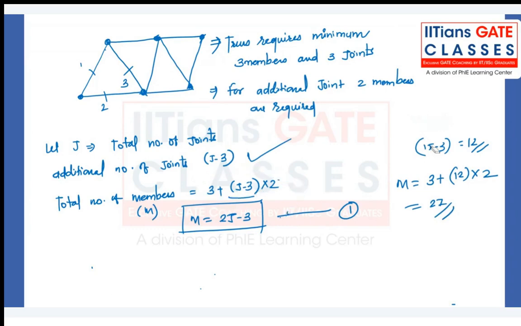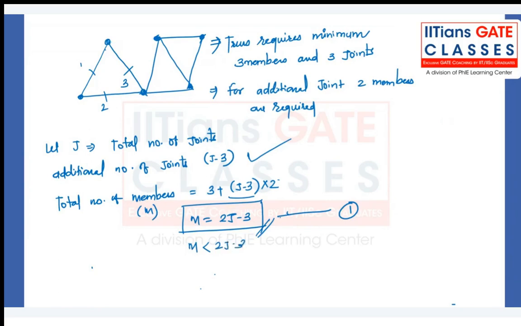So whenever any truss structure follows this criteria, that m is equal to 2j minus 3, then we'll say the truss structure is stable and determinate. If m is less than 2j minus 3, for example, if I remove this member, what will happen? Because of this loading, this may fall down, or depending on the loading, it may distort a little bit.